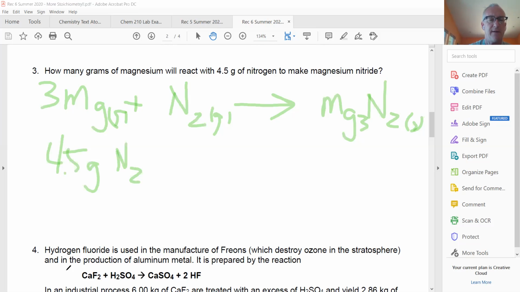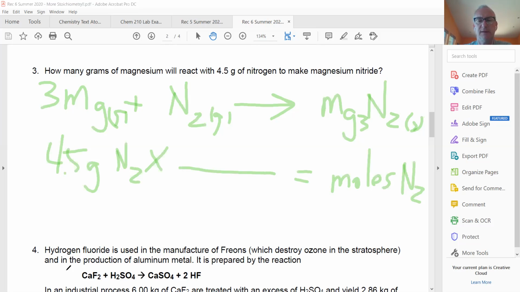So what do we need to do with that information? We need to convert it to something. What do we need to convert it to? We need to convert grams of nitrogen to number of moles. That's right, moles of nitrogen, because reactions happen in moles, not in grams. So I want moles, and I want to get rid of grams. So I'm going to put grams on the bottom, and I'm going to put moles on top.